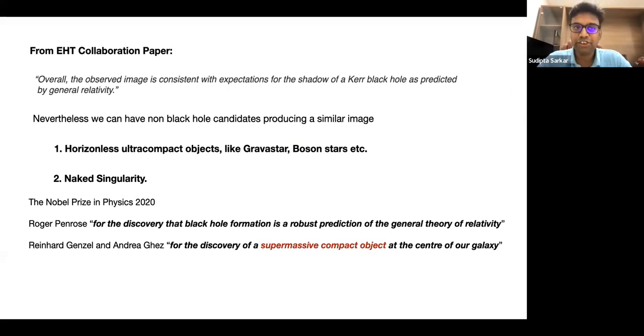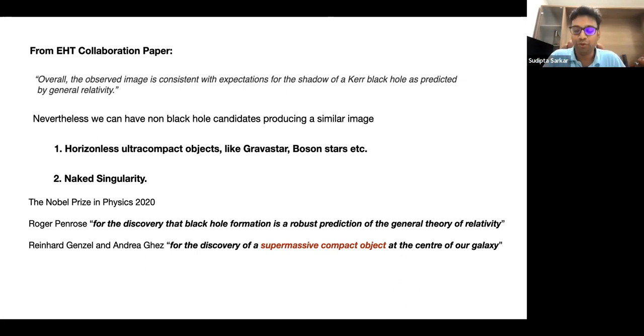If you look at the EHT collaboration paper, they are being very careful, and they said that overall the image is consistent with the expectations we have for the image of a rotating black hole, the Kerr solution as predicted by general relativity. But nevertheless, there are several non-black hole candidates producing a similar image. For example, one could have what is called a horizon-like ultracompact object. I will define what I exactly mean by ultracompact as I go along. And there are crazy alternatives like gravastars, fuzzballs and whatnot, and the possibility of a naked singularity, which is a little bit more exotic. There is a level of exotic; this is probably exotic squared.